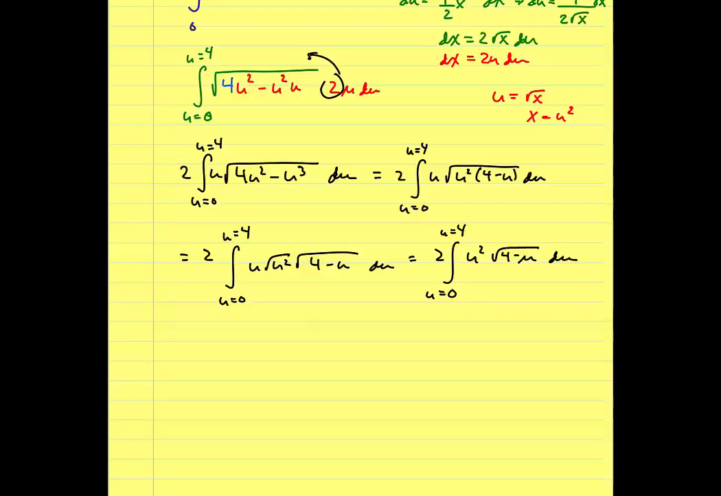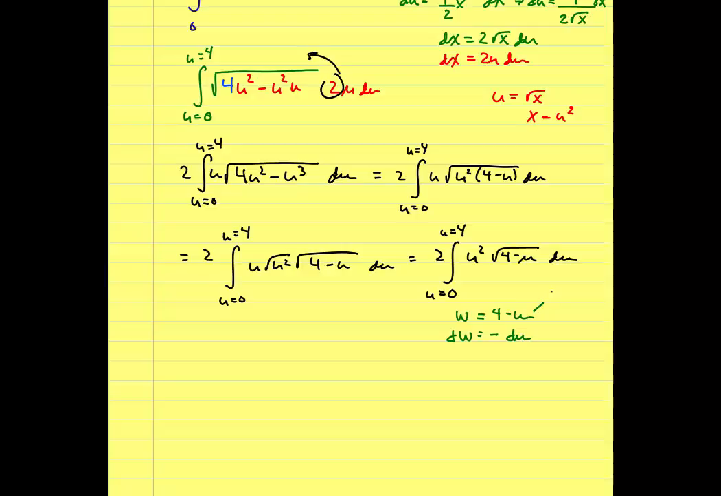I'm going to have to let w equal that radicand. Now I can let w equal the radicand, or I could probably let it equal the entire root, but I'm just going to let it equal the radicand to start with and see how it goes. So w equals 4 minus u. dw would equal a negative du. The derivative of 4 is 0. The derivative of a negative u is a negative 1.